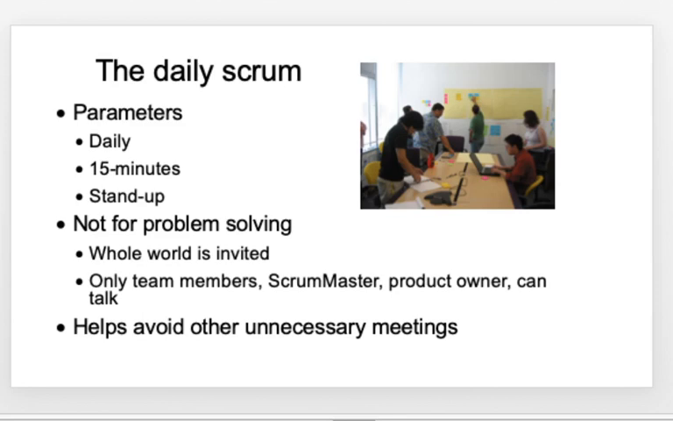This meeting is not for problem solving. The entire world is invited, meaning whoever is the interested parties could take part in the meeting, but only they can be observers. So team members, the Scrum Master, the PO, and only these three people could talk and others will be observers. So it helps avoid other unnecessary meetings. So by the start of the day, every day you have a quick 15-minute stand-up meeting.